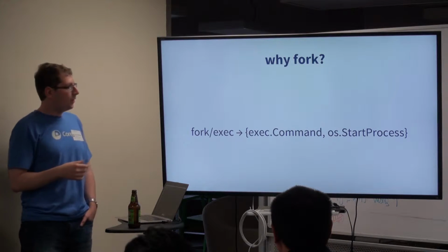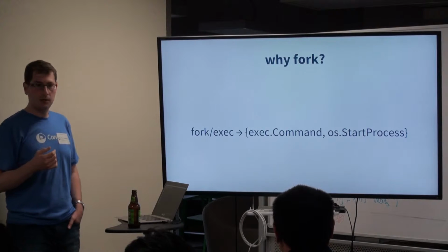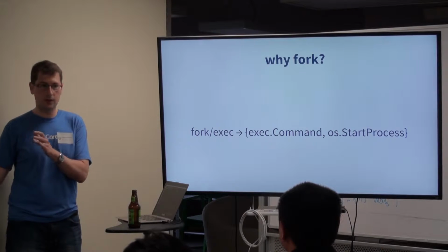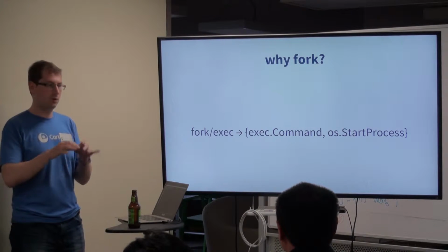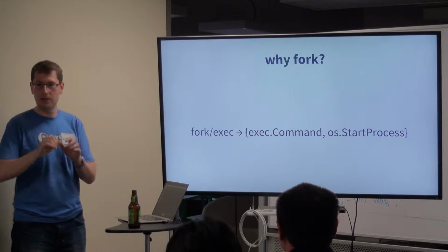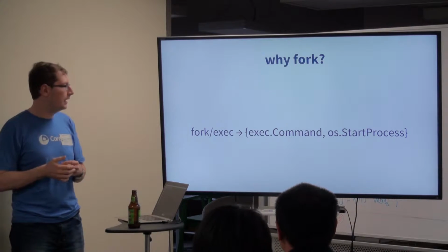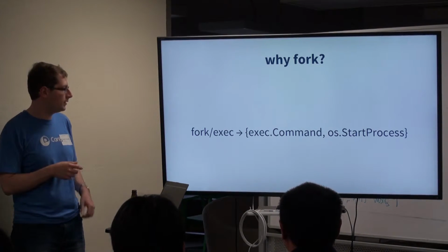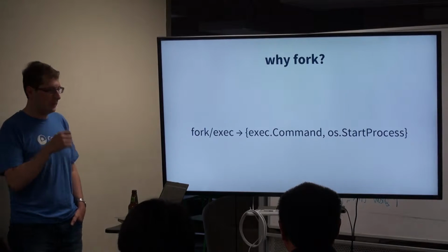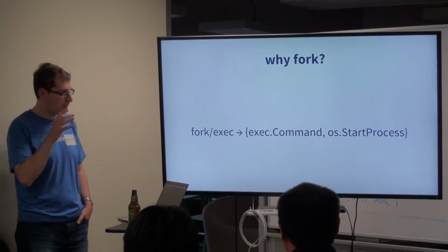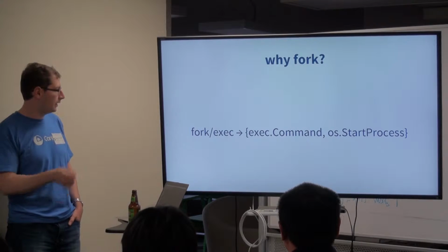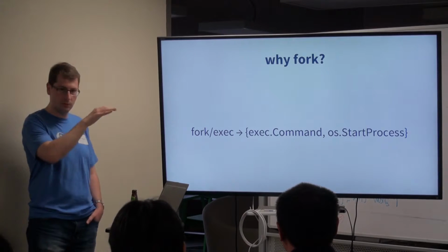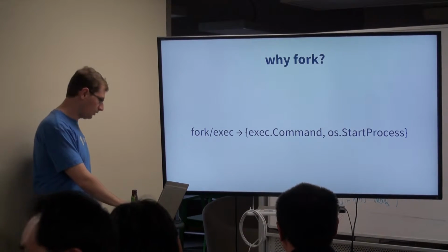Okay, so why do we fork? Let's take a look at a couple of examples. If you're just doing fork exec, where you fork a process and execute a different executable, something you do in bash when you run a program, it forks and then immediately execs, it's not a problem. For that, Go provides two calls. exec.Command is the high-level API, and os.StartProcess is the heavier, lower-level API that allows you to do this fork exec pattern. So if you're just trying to do a very simple fork exec, there's no problem.